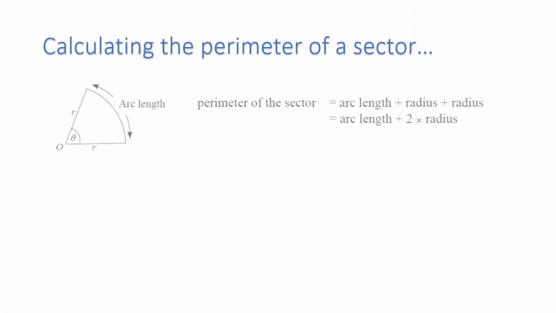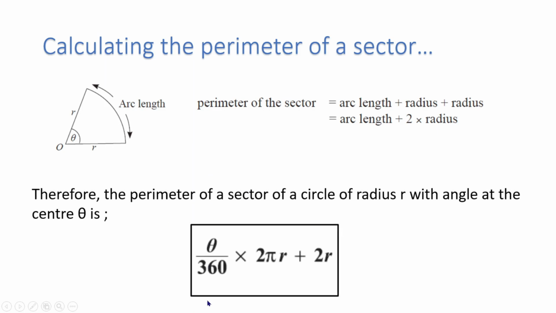Now let's calculate the perimeter of a sector. I already explained how to calculate the perimeter of a sector, that is the arc length plus the 2 radii. When considering a sector of a circle of radius r and an angle theta at the center, you can use this equation to calculate the perimeter of that sector. Theta over 360 degrees into 2 pi r, that is the arc length, plus 2 r.